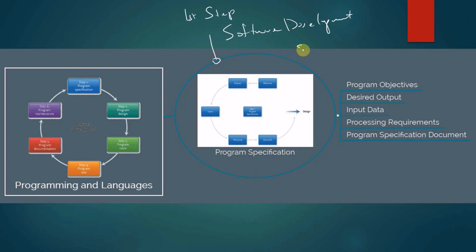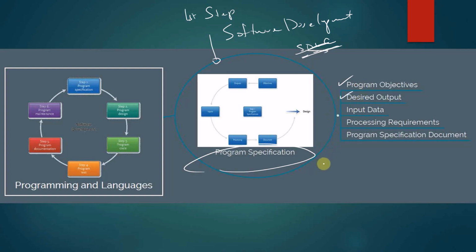Our book actually used SDLC, Software Development Lifecycle, while other books reserve SDLC for the System Development Lifecycle. Just an FYI. The very first step in software development is what's known as program specification. This is where we list out the program objectives, but the objectives are basically the problems that we're trying to solve.